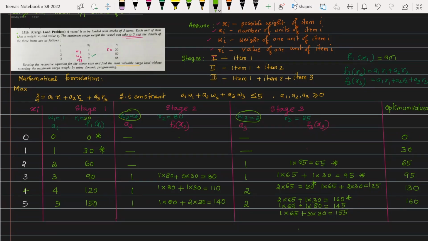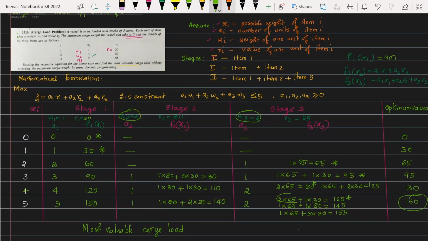Now let us find the maximum of these optimum values, and the maximum of these optimum values is 160, and so that is the optimum cargo value, the most valuable cargo load. So let us write down the most valuable cargo load. This is the most valuable cargo load.